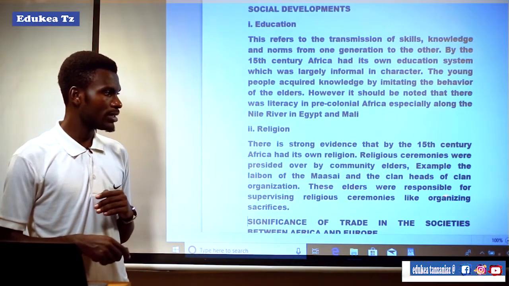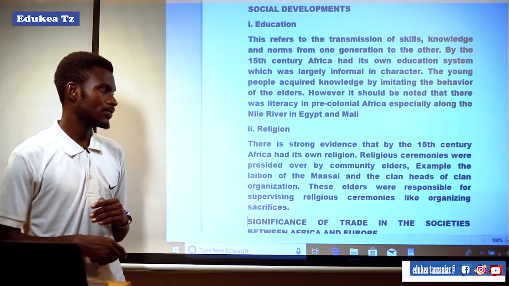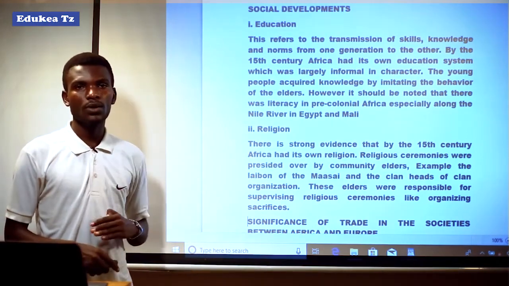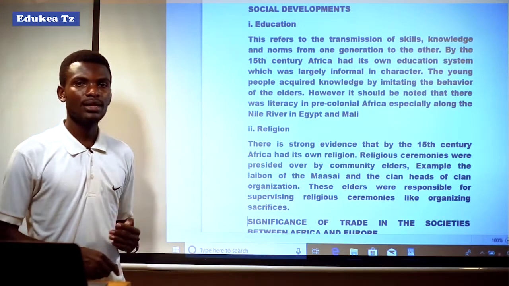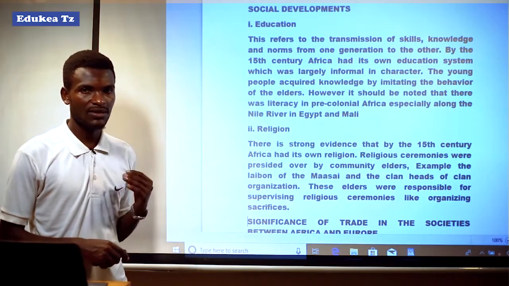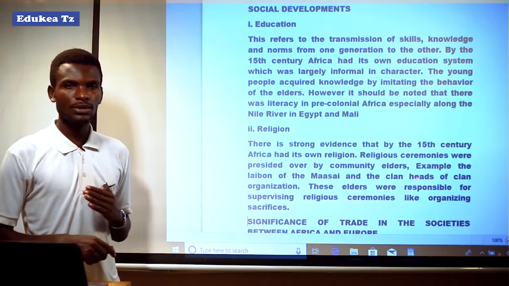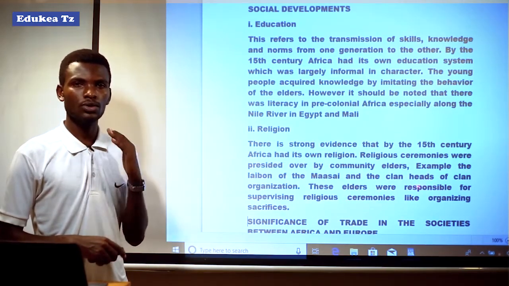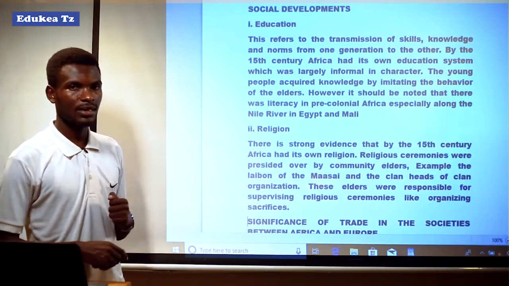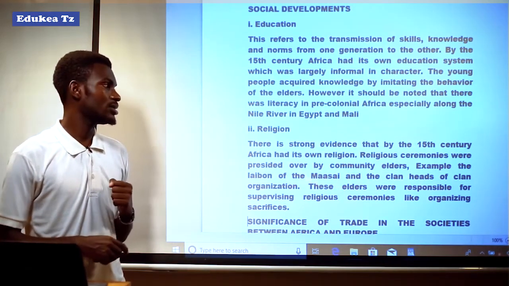These elders were responsible for supervising religious ceremonies like organizing sacrifices. It means that the elders in the societies were the ones responsible for supervising the religious ceremonies, like organizing the provision of sacrifices to their gods. The African religion was largely based on believing in many gods. So you can see that before the coming of Europeans, African societies had their own religious beliefs.